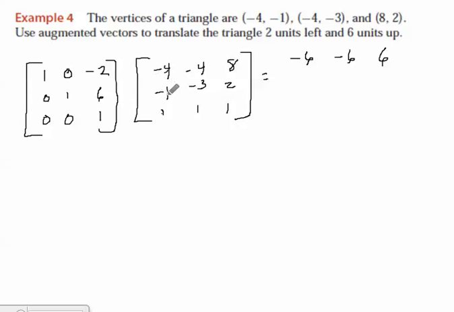I'm going to have -1 and 6 is a 5. And a -3 and a 6 is a 3. And a 2 and a 6 is an 8. And then I'll have 1s across the bottom. And my points are right there. Okay?